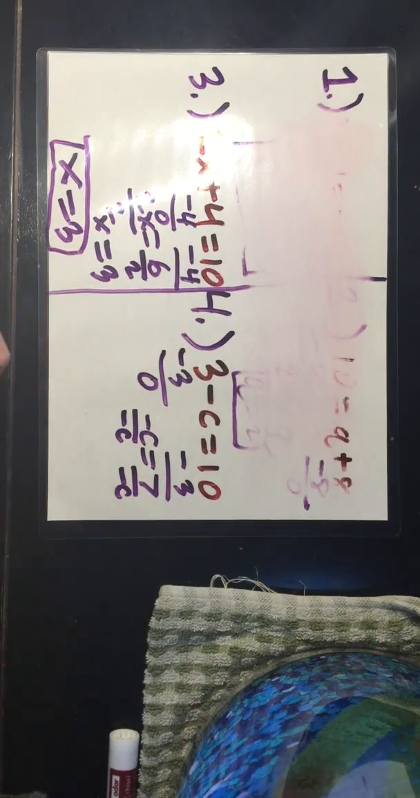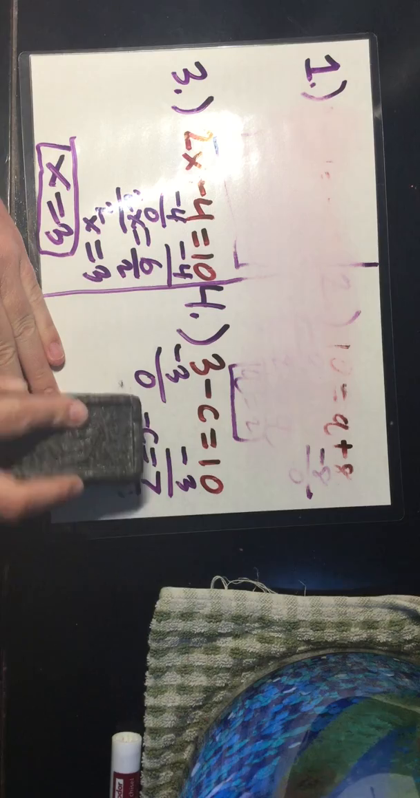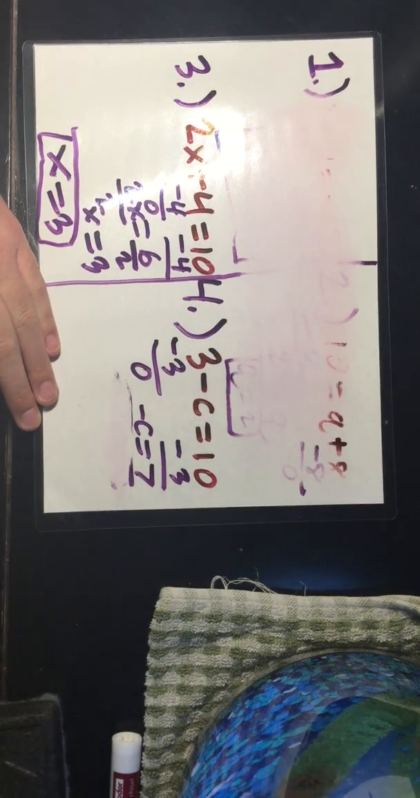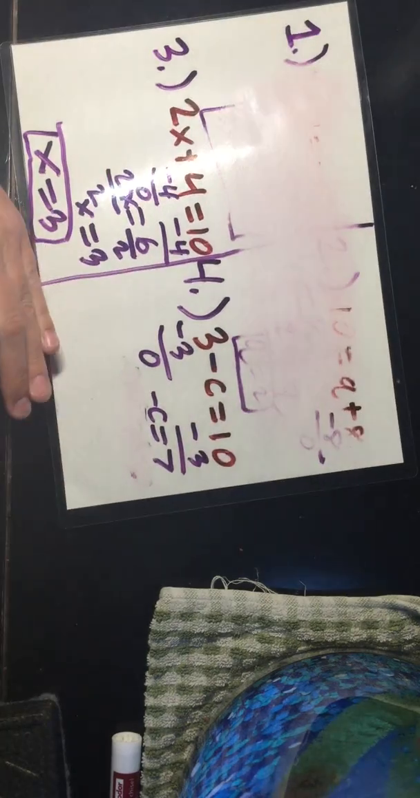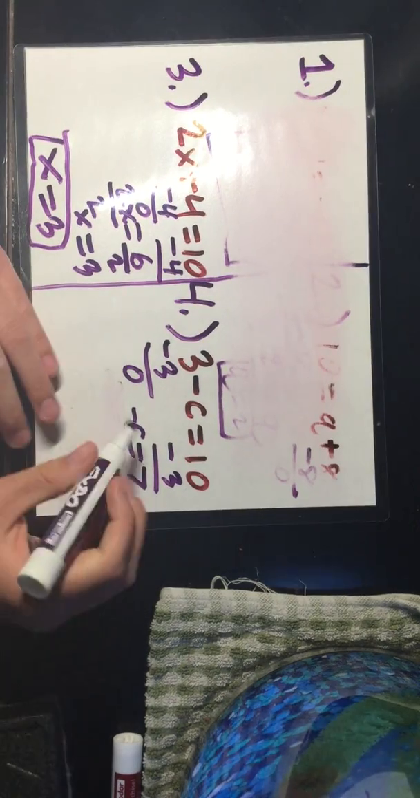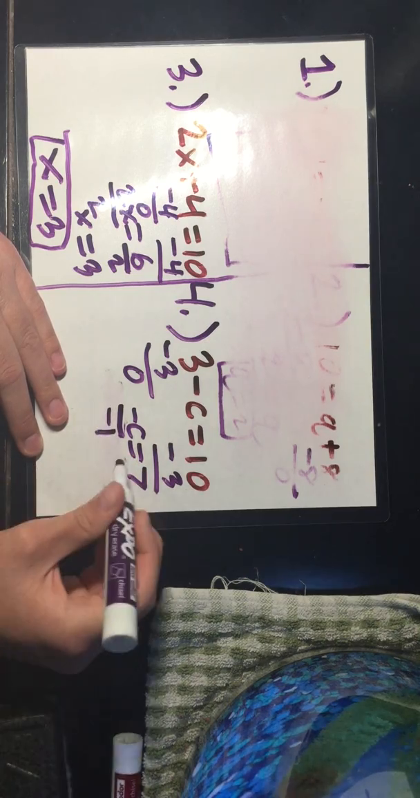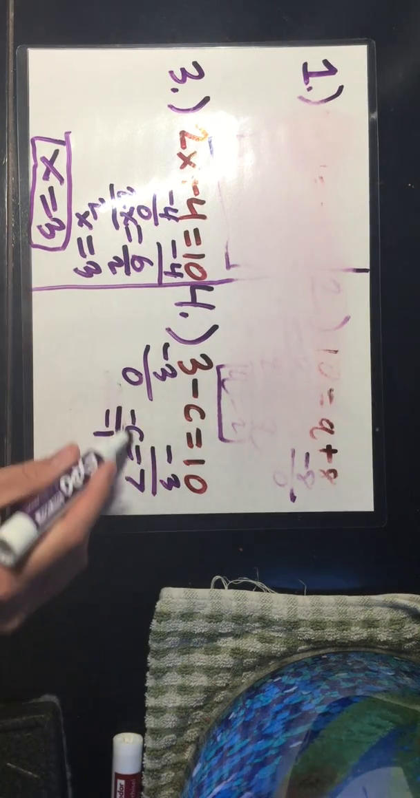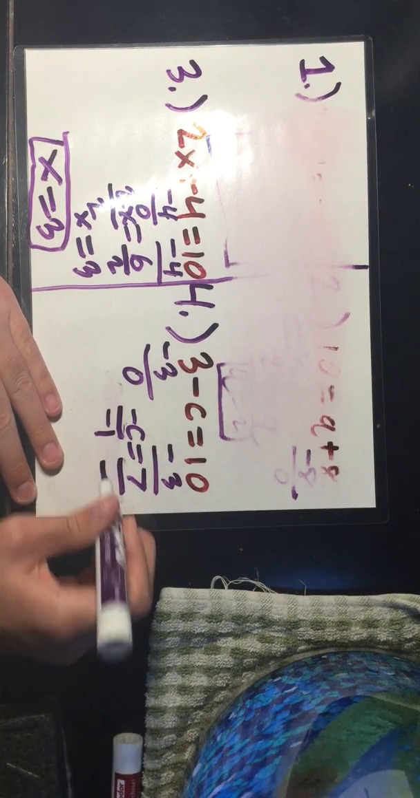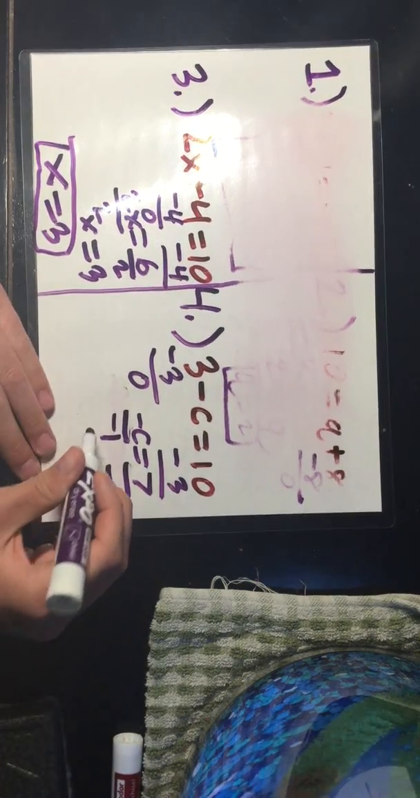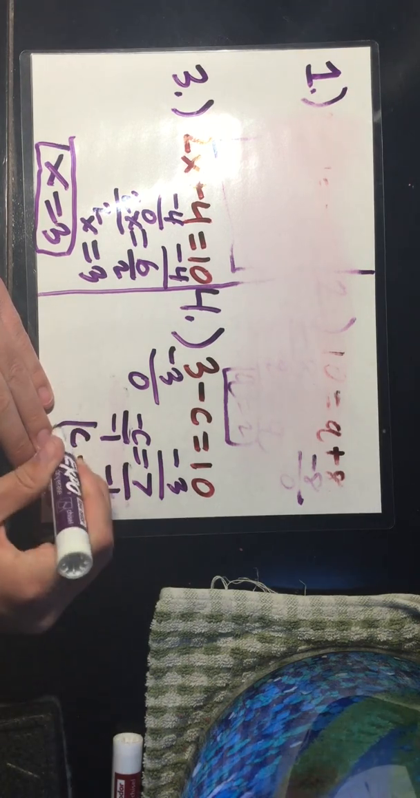Oh wait, I'm sorry. Let me fix that real quick. Okay, so we have negative c equals 7. We're going to have to divide negative c by negative 1, because this is basically negative 1c, but we just leave the 1 out. And then 7 divided by negative 1. So the answer would be c equals negative 7.